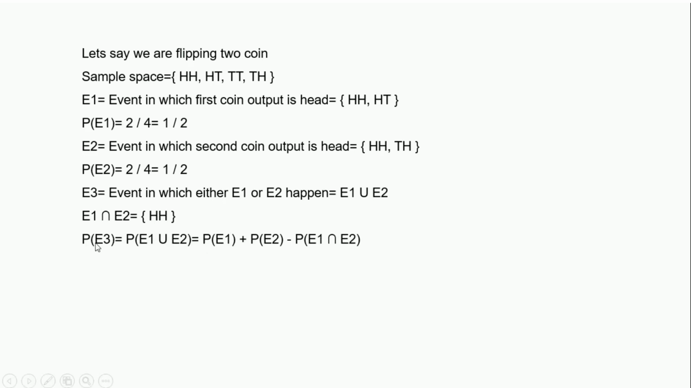So, for not mutually exclusive events, we use this formula as we saw earlier. Therefore probability of E3, that is probability of E1 union E2, will be this one, and we can substitute these terms: probability of E1 equal to 1 by 2 and probability of E2 equal to 1 by 2, and for probability of E1 intersection E2, the number of possible outcomes for this event is 1 upon the size of the sample space, which is 4. So we got the probability of E3 here.